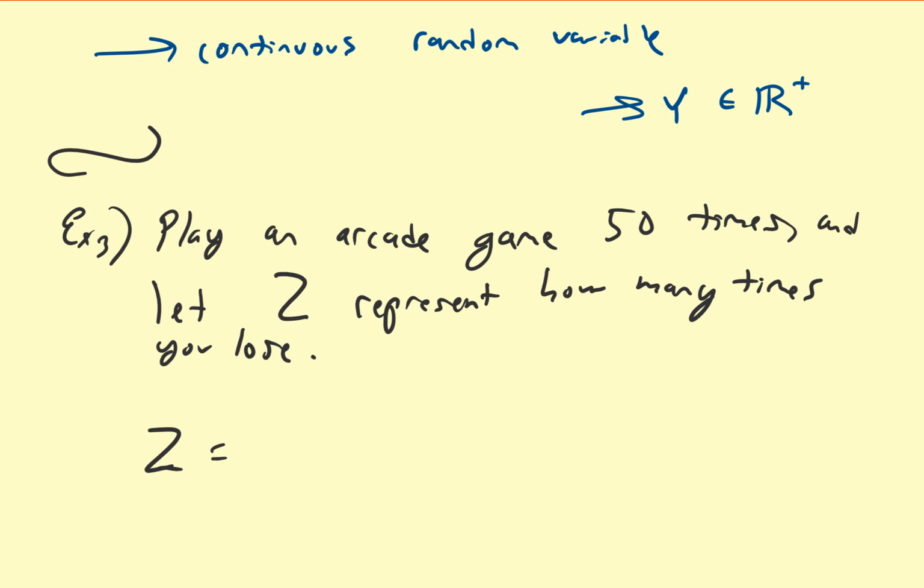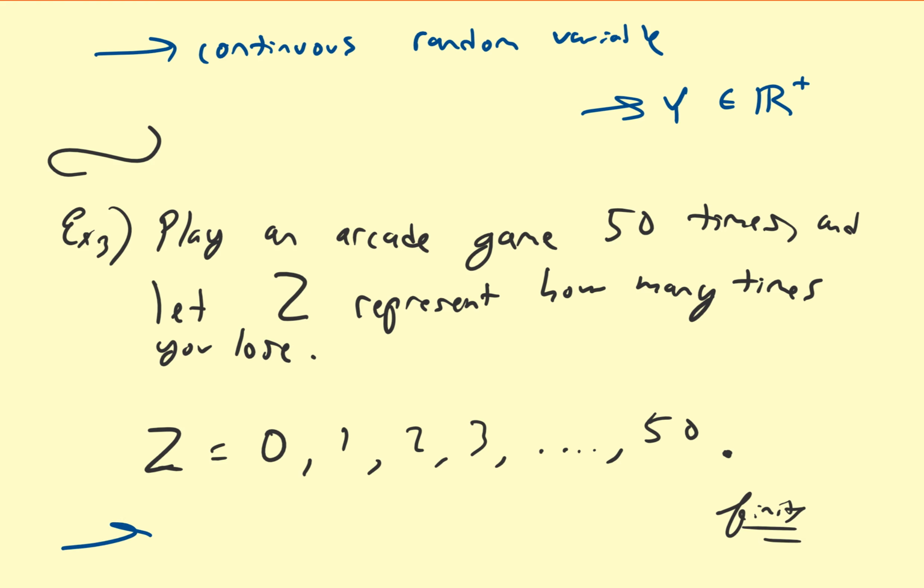So z is going to be equal to, well, you could lose 0 times. That means you win all 50 times. 1, 2, 3, all the way out to, worst case scenario, you lose all 50 times, right? But that's all the values you have. So, of course, this is a finite set. So if that is true, then that means z is a discrete random variable.